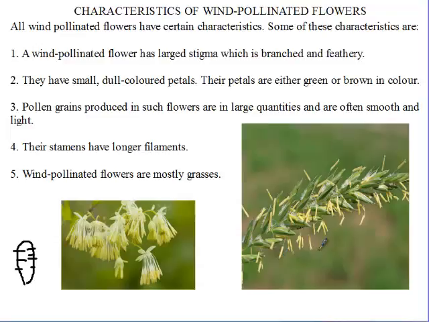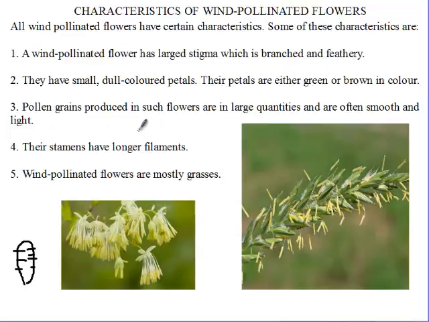Two, they have small dark colored petals. Their petals are either green or brown in color. It is because of this reason why insects are not attracted to that flower. They don't look nice. They don't look appealing to those insects. So clearly, they are not going to go there. Now, that means the flower needs to adapt. And one adaptation is that it has a large stigma that is branched and feathery.